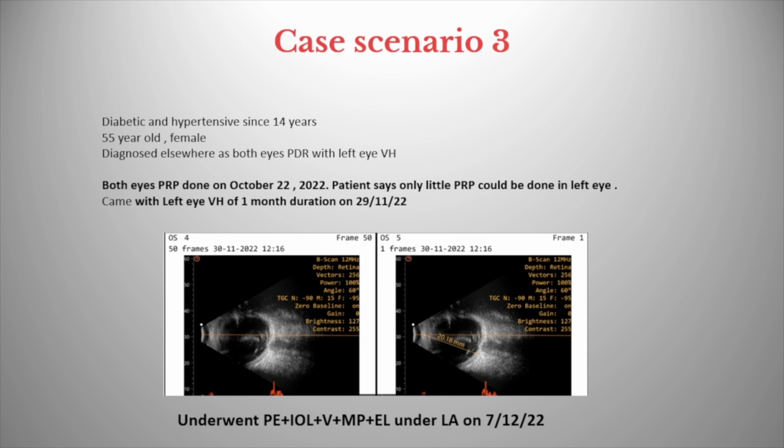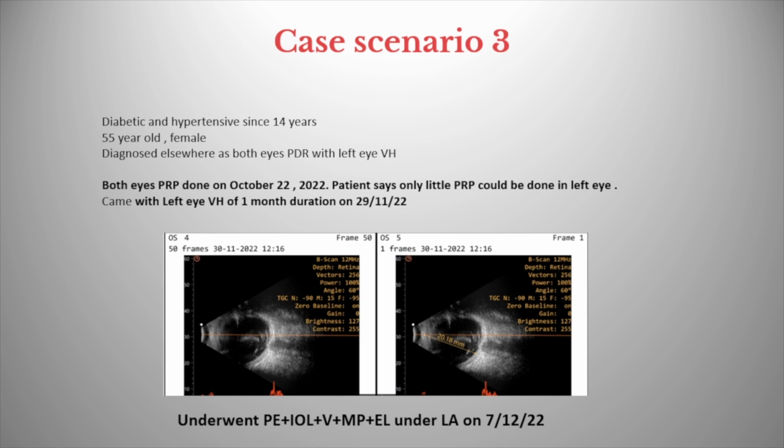Another scenario: a diabetic and hypertensive since 14 years, a 55-year-old female was diagnosed as PDR in both eyes with left eye vitreous hemorrhage. Both eyes PRP was done on October 22nd, and she came to our OPD with a history of left eye vision loss since 1 month because of vitreous hemorrhage.